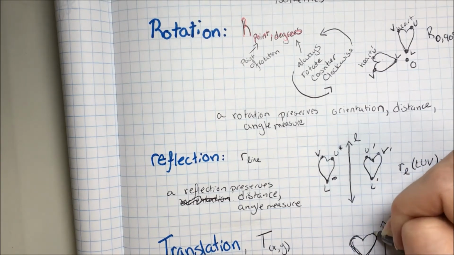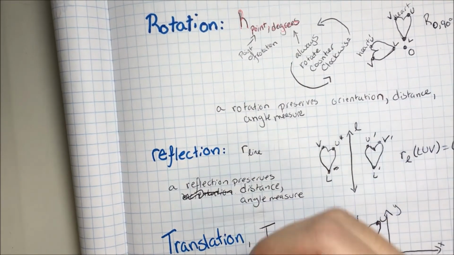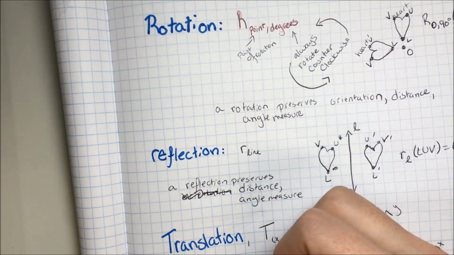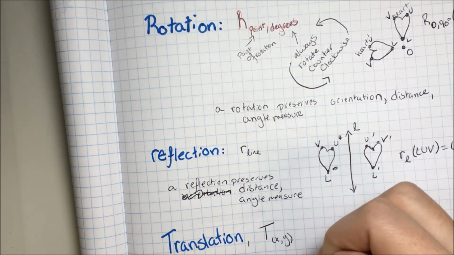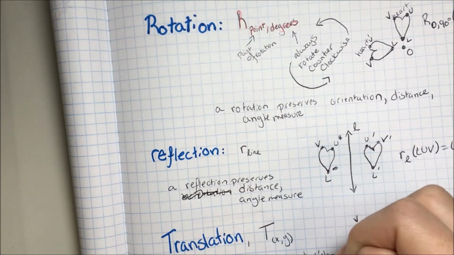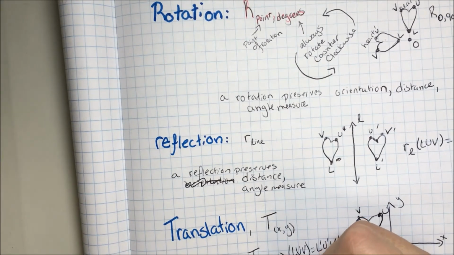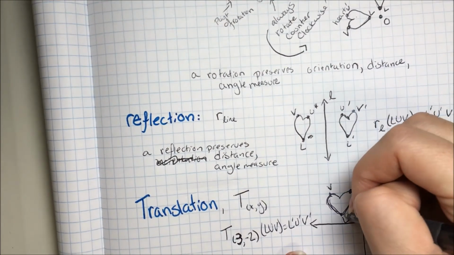Okay, L, U, V. I'm going to translate that heart by (3, negative 2) of LUV. That will result in L prime, U prime, V prime. So it's 3, negative 2. I'm going to move my L 3 spaces to the right.